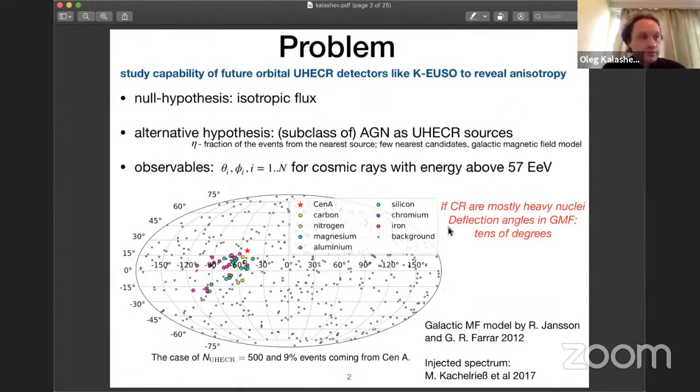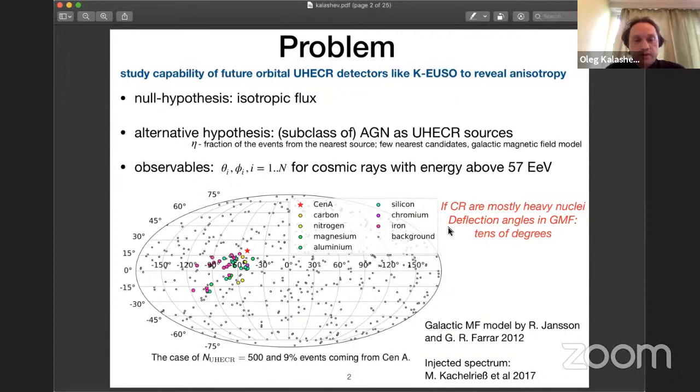The problem is the following: we want to reject some null hypothesis, for example, isotropic flux, if we believe that some alternative hypothesis is true. As observations, we use the arrival directions of cosmic rays with energies above some threshold, say 57 EeV. And the problem is hard to solve for ultra-high energy cosmic rays because of their deflections in magnetic fields, especially the magnetic field of our galaxy.